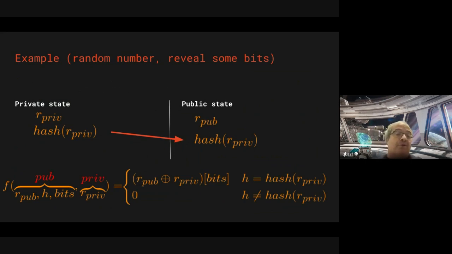Now, when we communicate this to the public state, we give rpub, which the public state already knows, so that if we put something incorrect there, they'll catch us. We have H, which is supposed to be the hash of rpriv, which again the public knows. And because the public knows it, they also know that we used the correct rpriv, and of course which bits we're revealing.